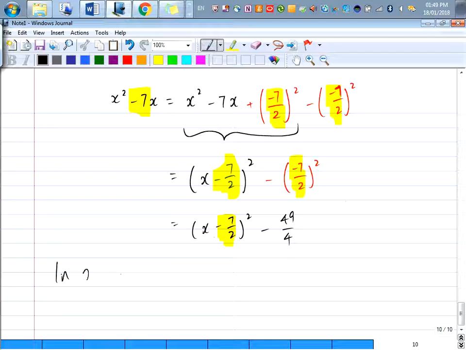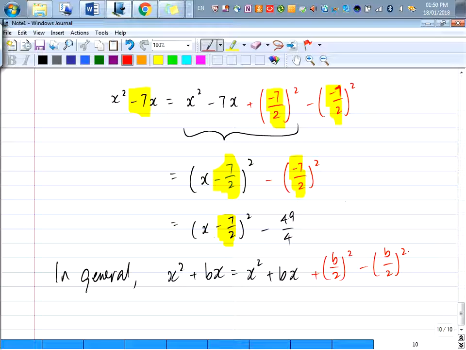In general, x squared plus bx is equal to x squared plus bx. Then I add, what do I add? The coefficient of x divided by 2, squared. b over 2 squared, and I need to remove it again. Okay?